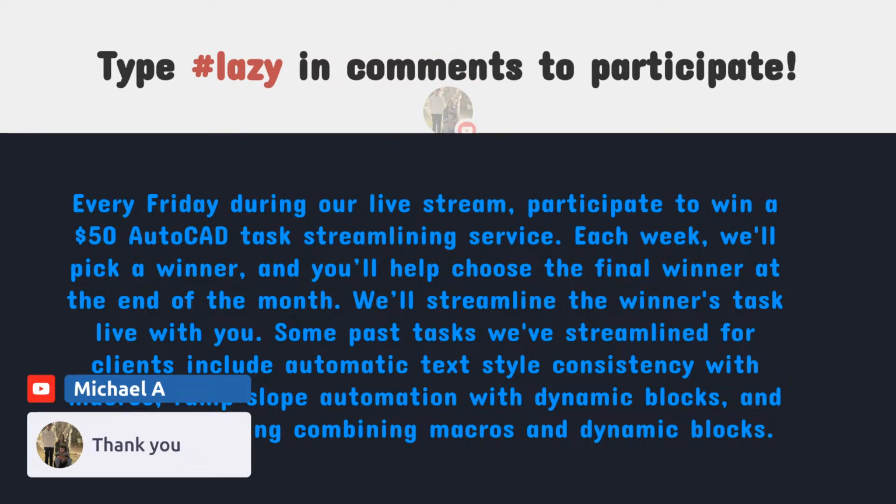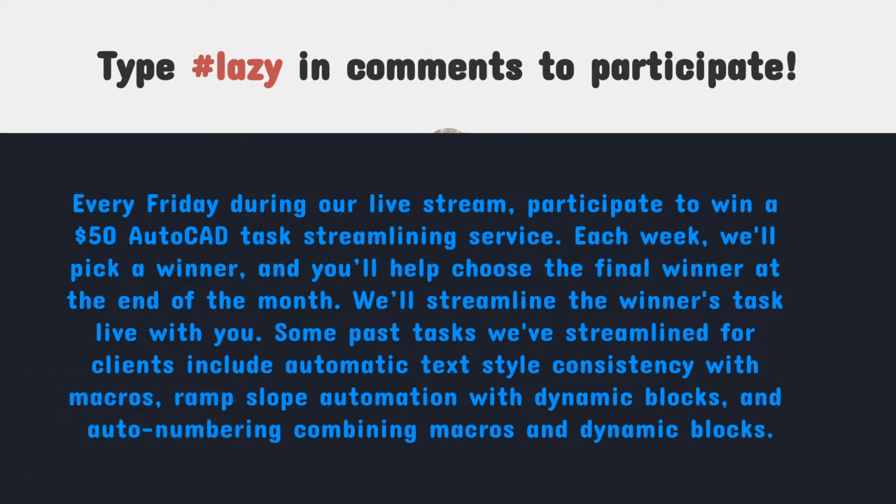But anyway, some past tasks that we streamlined for clients include automatic textile consistency with macros, and ramp slope automations with dynamic blocks. That was a cool ramp dynamic block where our client could input the slope in percentage, the number, press enter, and the ramp will adjust accordingly. So that way he didn't have to manually draw a line, let's say 1 to 12 slope. He'd have to draw one line 12 inches, one line 1 inch up, and then manually do that. You don't have to waste time doing that.